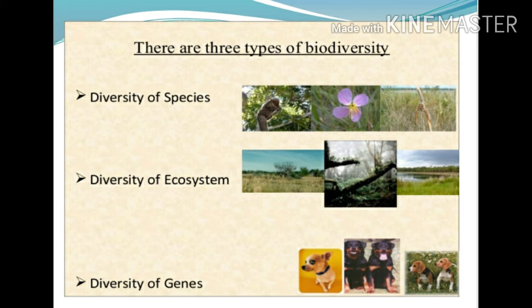There are three different types of biodiversity: genetic biodiversity, species biodiversity and ecosystem biodiversity. First is genetic biodiversity. Biodiversity is the diversity of genes and the organisms. It is called genetic biodiversity. The frequency and the variety of genes inside and between the populations of the same species are defined as genetic biodiversity.